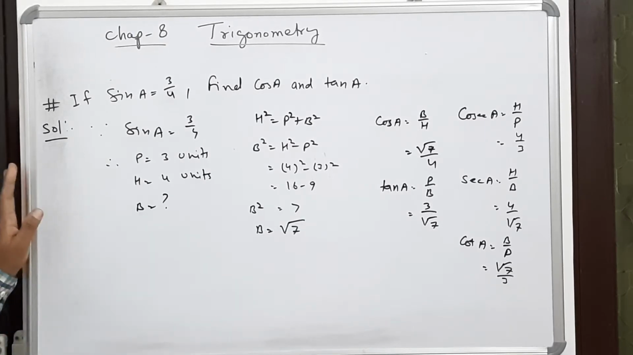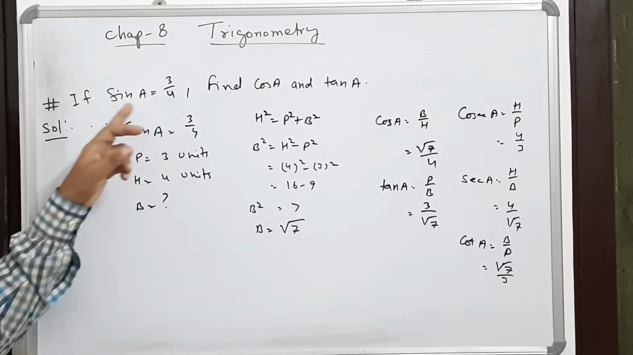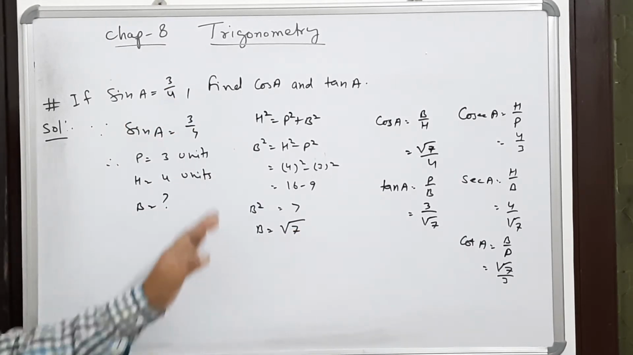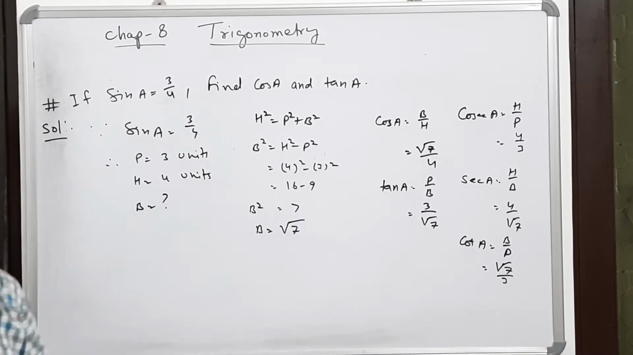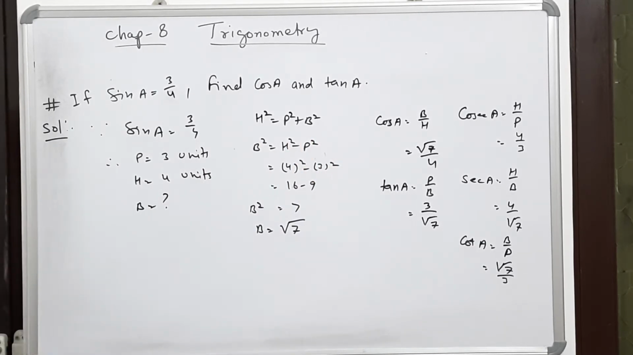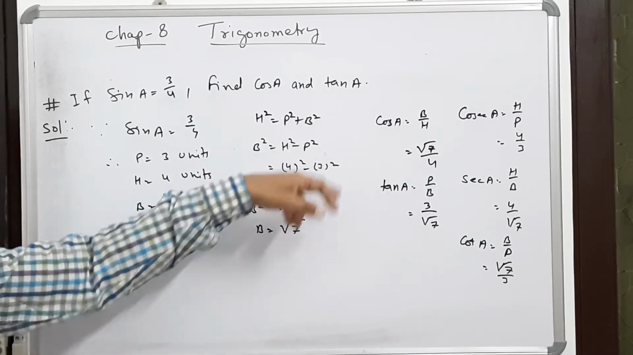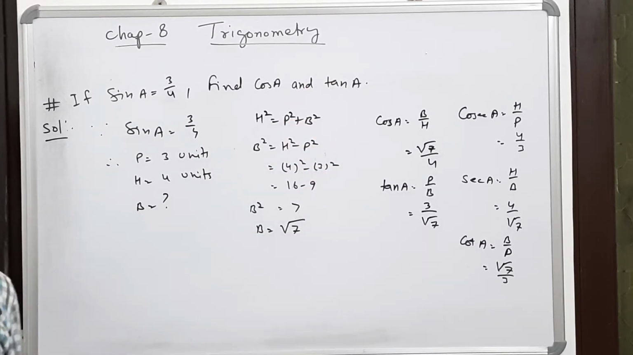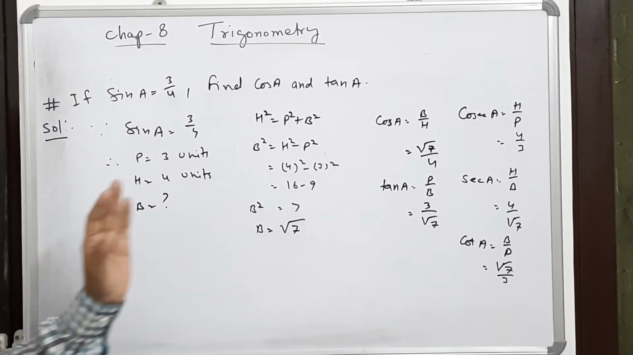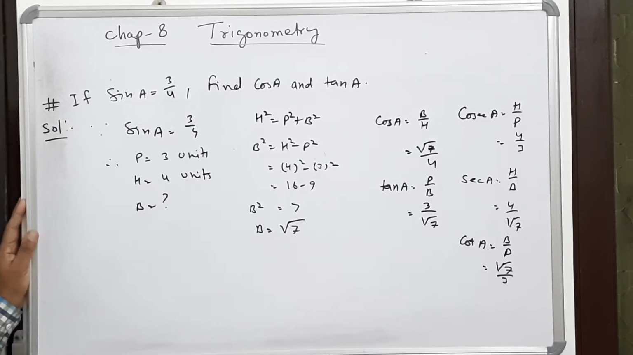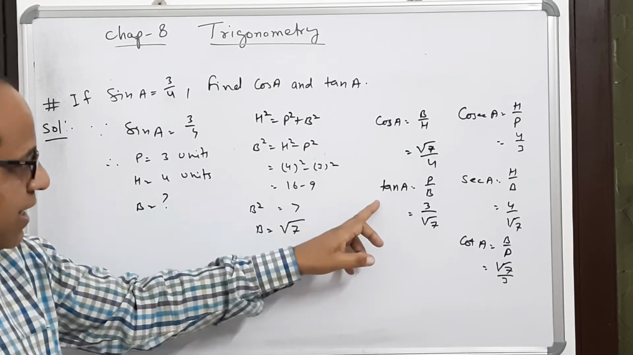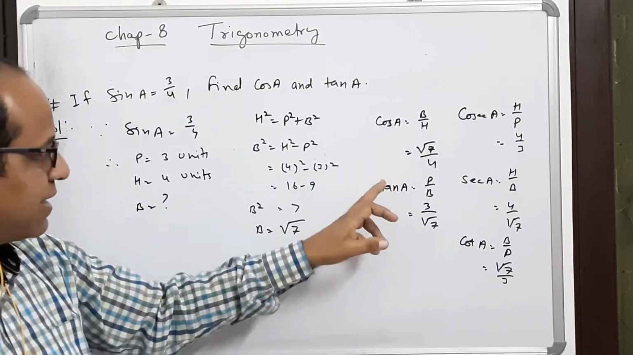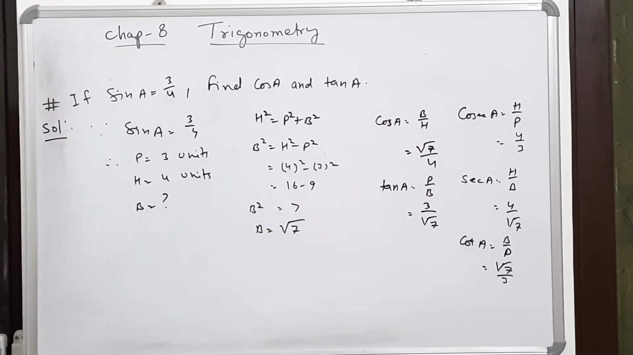That is, if any one of the trigonometrical ratios is given, we can find the other 5 by using the Pythagoras theorem as well as the formulas of the trigonometrical ratios. These are trigonometrical ratios, not trigonometry. Trigonometry is a whole chapter. How many trigonometrical ratios? We know that there are a total of 6 trigonometrical ratios. Sine, cos, tan, and 3 are their reciprocals. Cosec is the reciprocal of sine, sec is the reciprocal of cos, and cot is the reciprocal of tan.